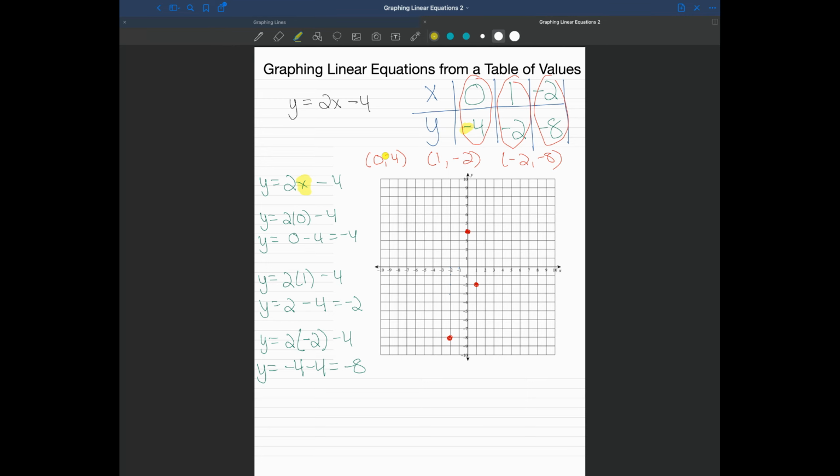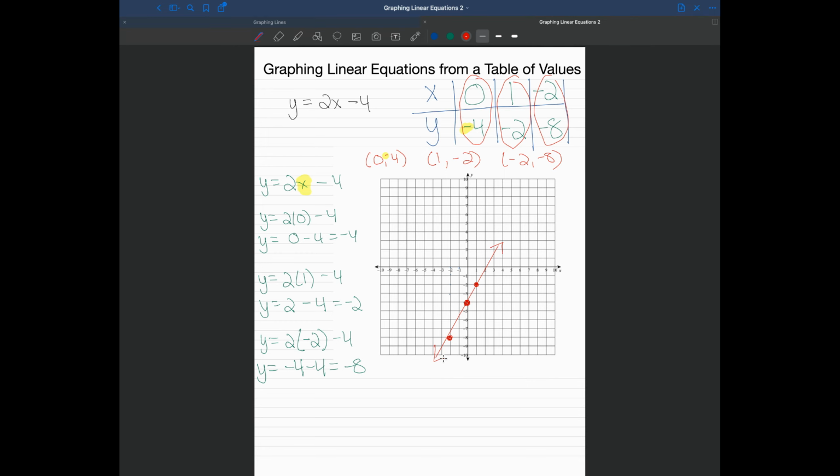I added it in. But that means that this point right here is wrong. It's not 0, 4. It's 0, -4. It belongs down here. And now you can see your points are much straighter. So we can go ahead and draw this line. And I've graphed my line.